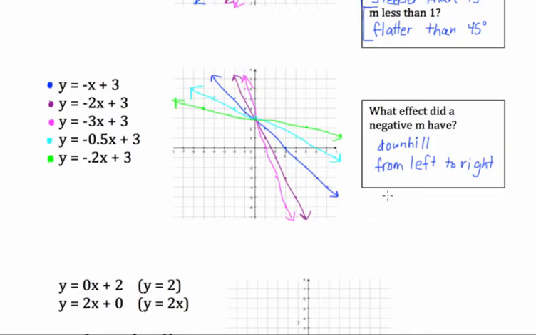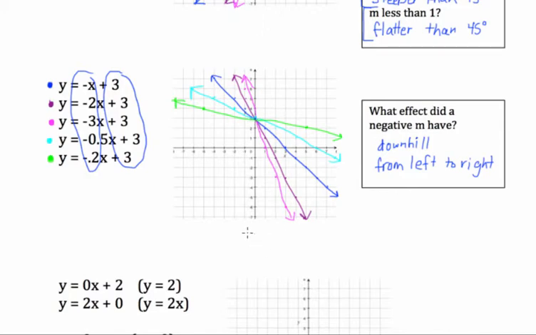Anyway, what effect did the negative m number have? It made the lines go downhill from left to right. All of them go downhill. The negative m numbers make you go downhill from left to right. The b number made us cross the y-axis at 3 for every single line.